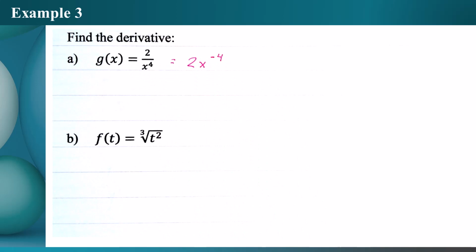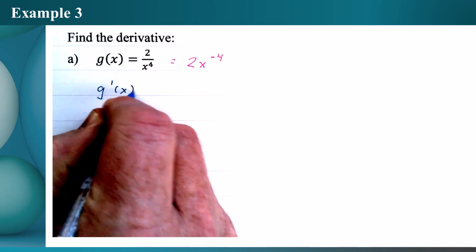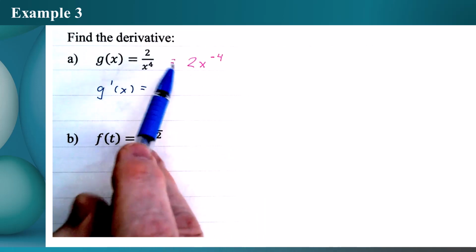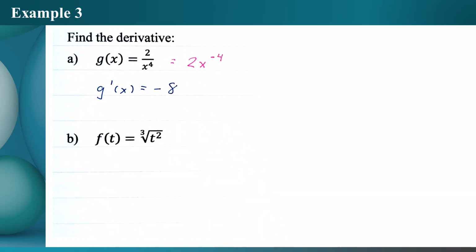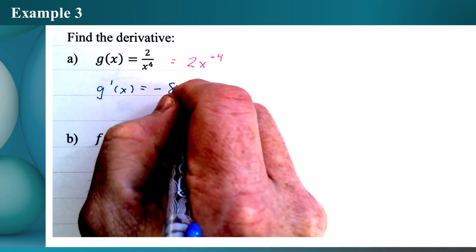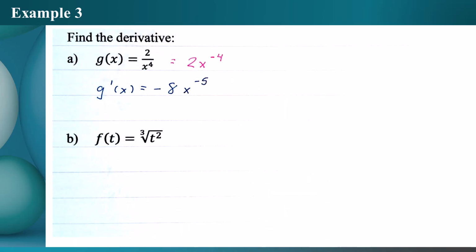Now, I'm not doing any derivatives here. All I'm doing at this point is just rewriting the function using algebra rules. Now I'm ready to take the derivative. So g prime of x is equal to, let's see, the negative 4 comes out in front, multiplied by the 2 that's already out there, it gives me a negative 8. Subtract 1 from the exponent, so it looks like I have negative 8x to the negative fifth.